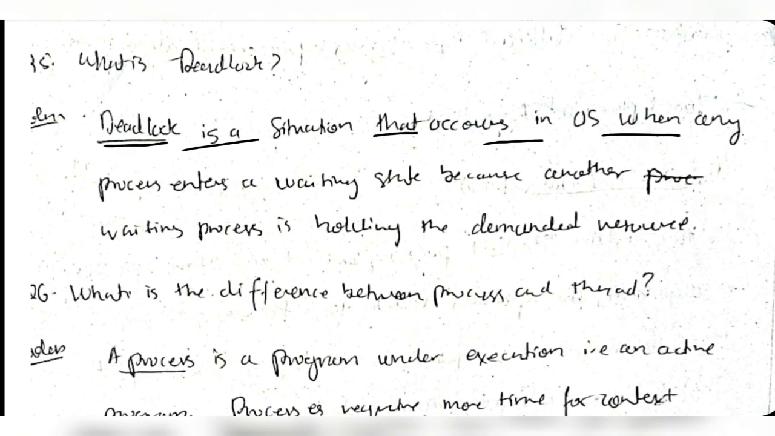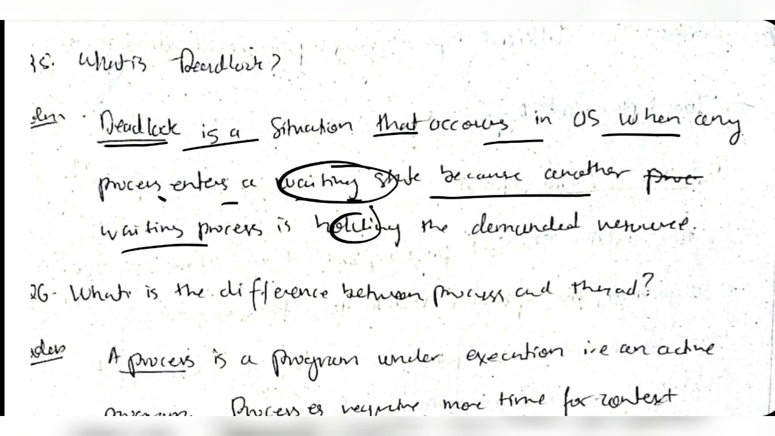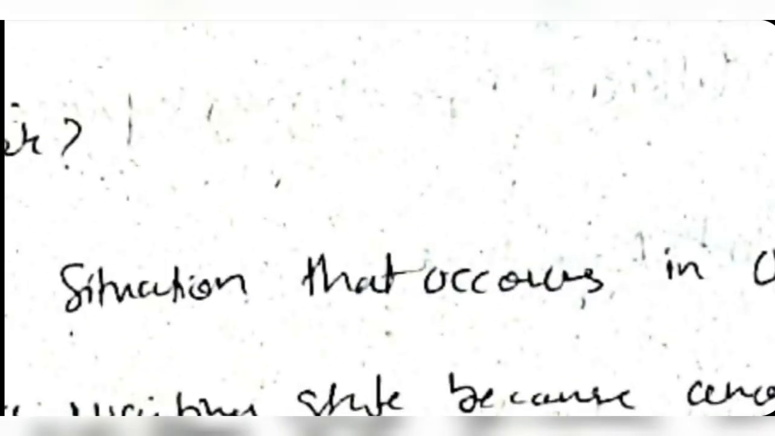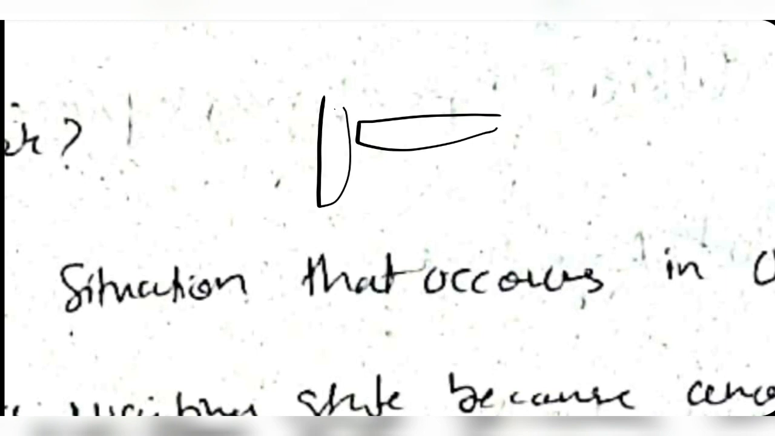What is deadlock? Deadlock is a situation that occurs when any process enters a waiting state because another waiting process is holding the demanded resource. You can imagine this by a road here. In this road, there is a truck here, and there is another truck here, and a third truck is waiting for this one. Like this and like this. So what happens, this is waiting for this to move, and this is waiting for this to move, and so on. Each is waiting for the other to move, but since no one is starting first, it will never move, right? So that is known as the deadlock situation.